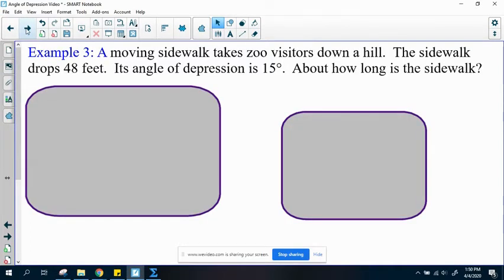Moving sidewalks take zoo visitors down a hill. The sidewalk drops 48 feet. Its angle of depression is 15. How long is the sidewalk? So this one's a little different.